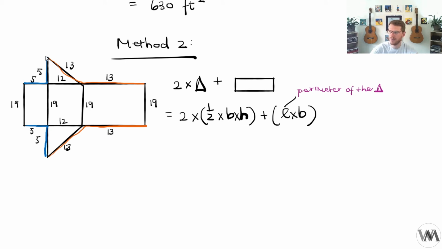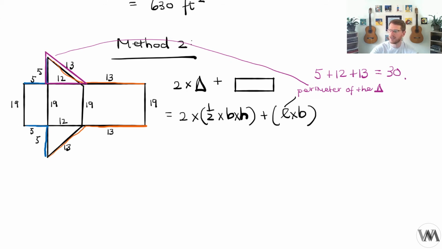Now, what is the perimeter of the triangle? Well, the perimeter of a triangle will be adding all my sides together. So the perimeter of the triangle will be 5 plus 12 plus 13, and that will give me 30, or 30 feet in this case. Now that I know what the perimeter of the triangle is, I can now feed that information into the length.